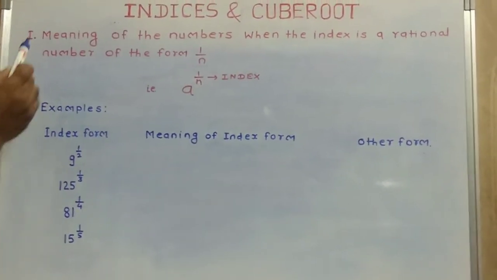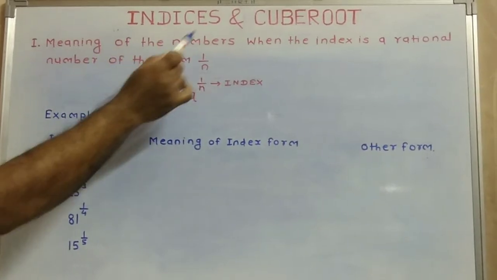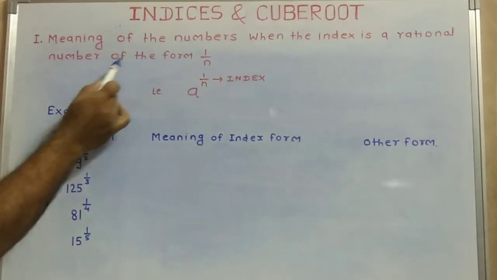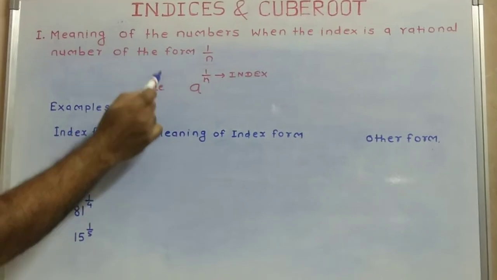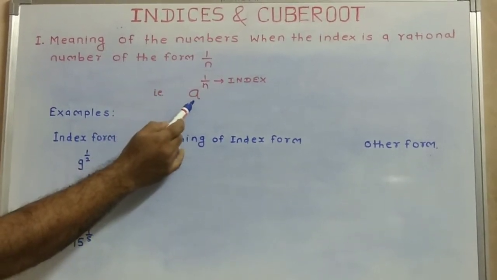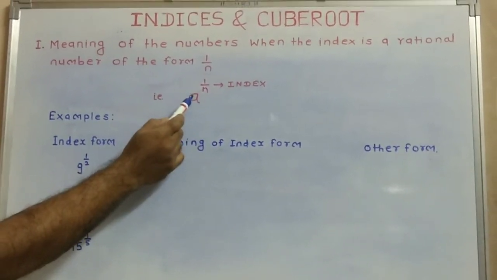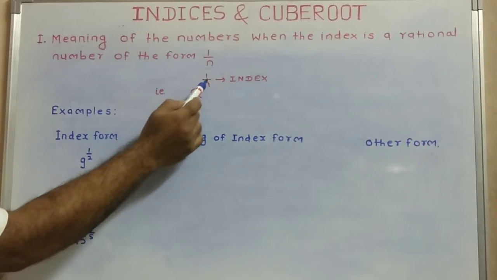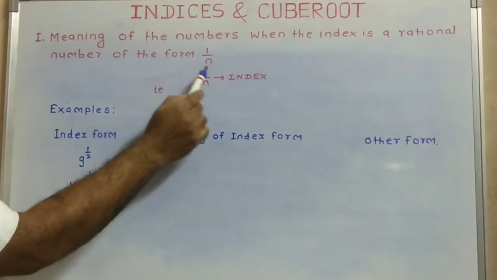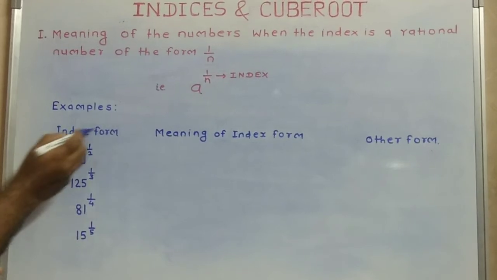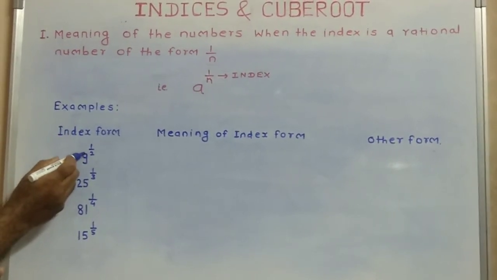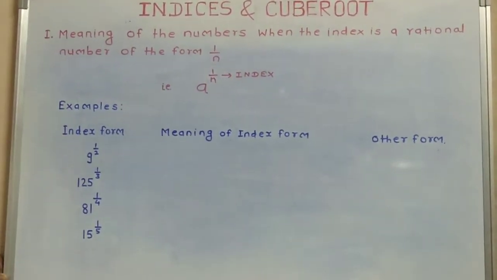Now we have to learn the meaning of the numbers when the index is a rational number of the form 1 upon n. As I have already told you, we have to learn the index form of a number like this, that is a to the power 1 upon n. Here the index will be 1 upon n. Now look at the examples. In index form, I have taken the first example, 9 to the power 1 upon 2.